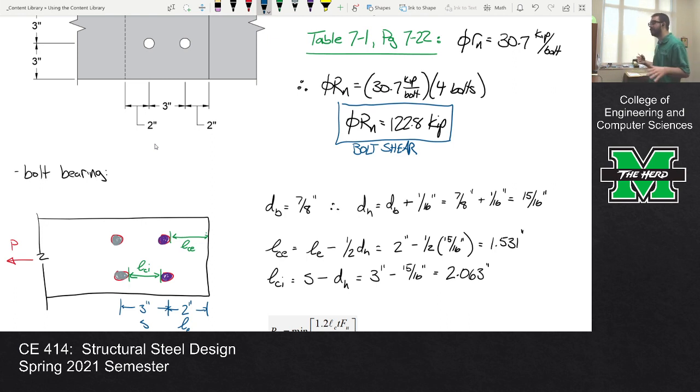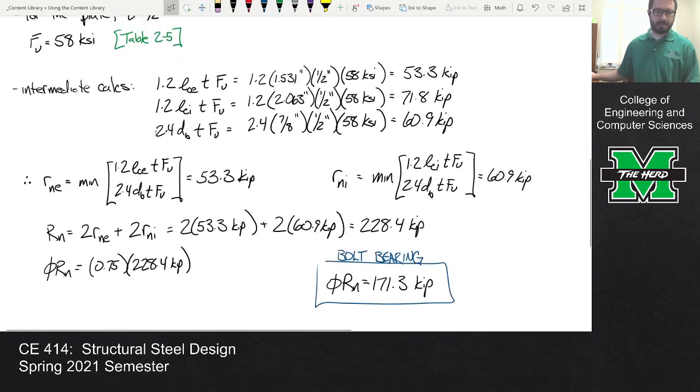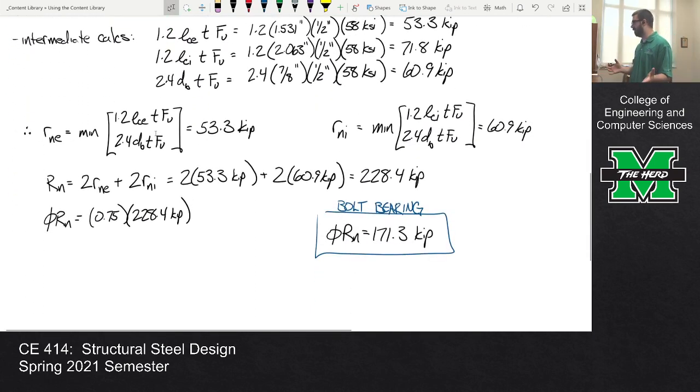Pretty easy, right? You can see that bolt shear governs, because if I yank on this connection, what's going to happen? I'm going to shear these bolts before I fail the plate. The bolts shear at about 122.8 kips. The plate fails at 171 kips. So it's clear that the plate does not govern the capacity. And if we want to know what the connection capacity is, phi Rn is 122.8 kips. That's the answer.